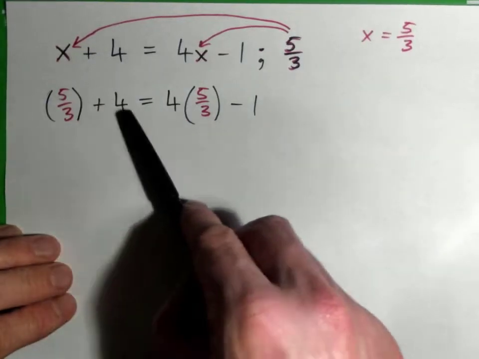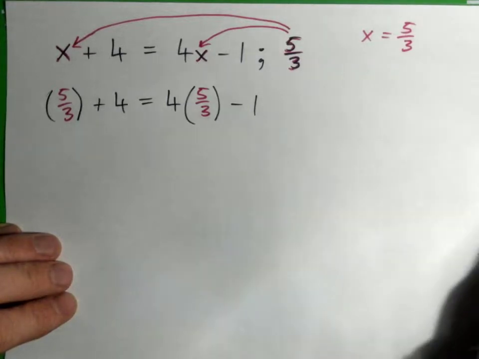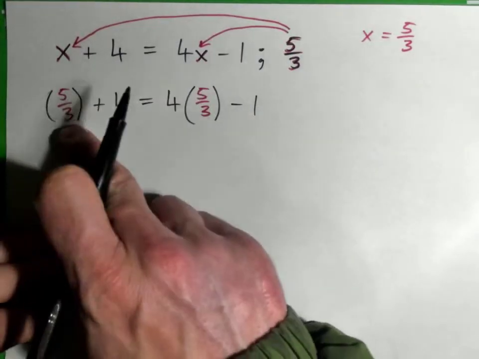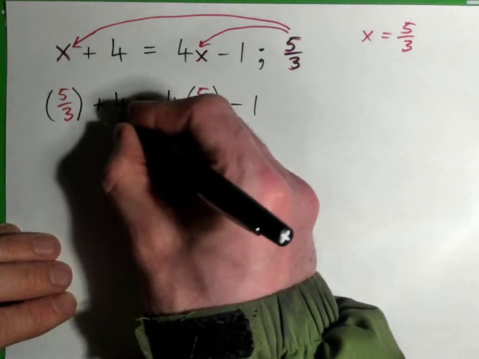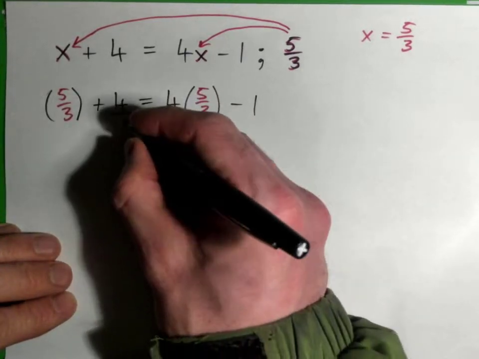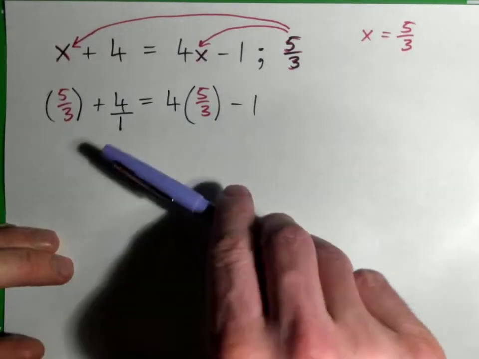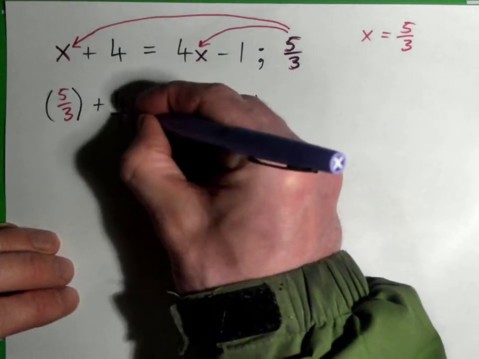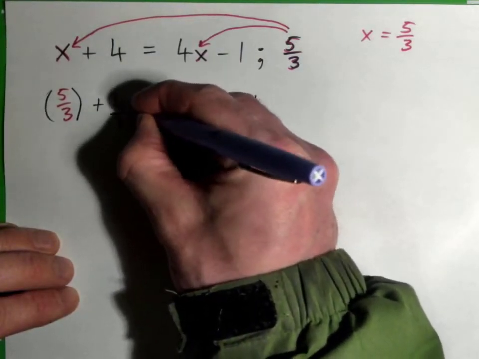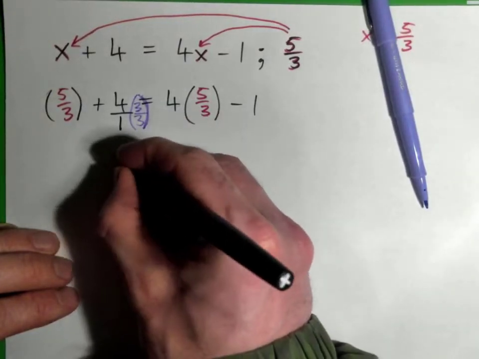Now, we've got to simplify the left. 5/3 plus 4. We're adding a fraction with a whole number. Let's turn that whole number into a fraction. 4 over 1. Good. Now let's get a common denominator. How would we get a common denominator? Yeah, multiply it by 3 over 3. Good. So the 4 over 1 becomes 12 over 3.